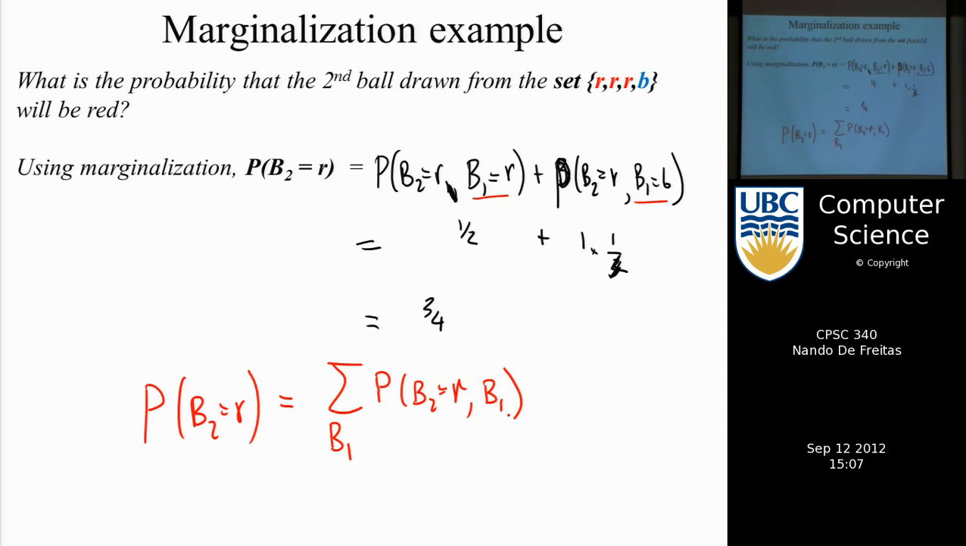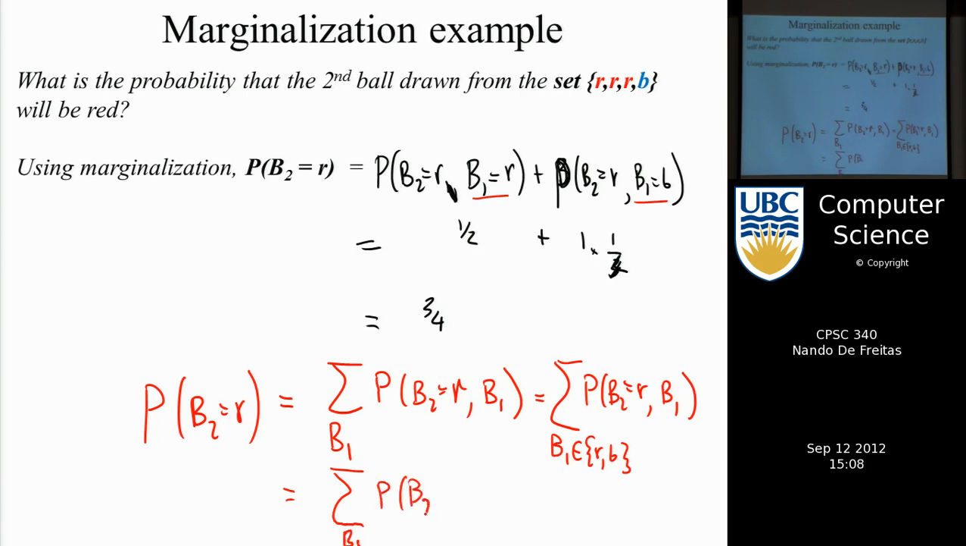Another way to write this, that people out there often like to use, is that they would say B1 being either red or blue, and then they will write P of B2 equal red, comma B1. Or we could still write this as the sum over B1 of P of B2 equal red given B1 times the probability of B1.